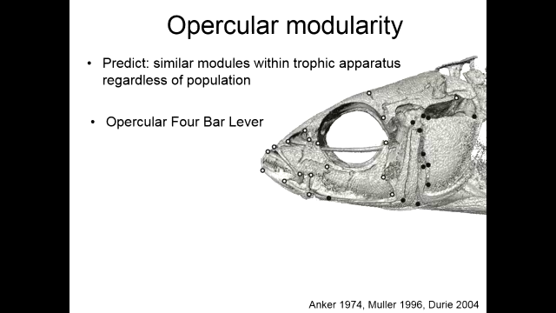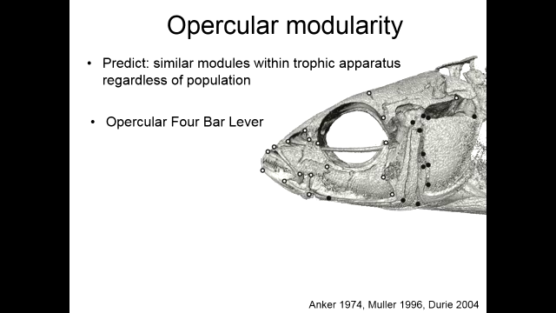We've decided to test this on a variety of modules that are present in the skull, but today I'm just going to talk about what we refer to as the opercular 4-bar lever. So this is a series of 4 bones that start primarily with the operculum. So this is where I get to pretend to be a fish. This is the gill covering of the fish. And the other bones extend to the jaw region.